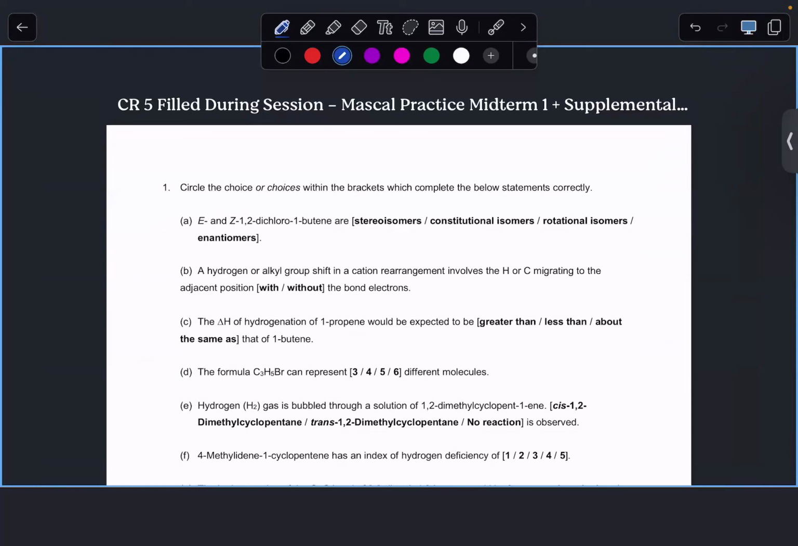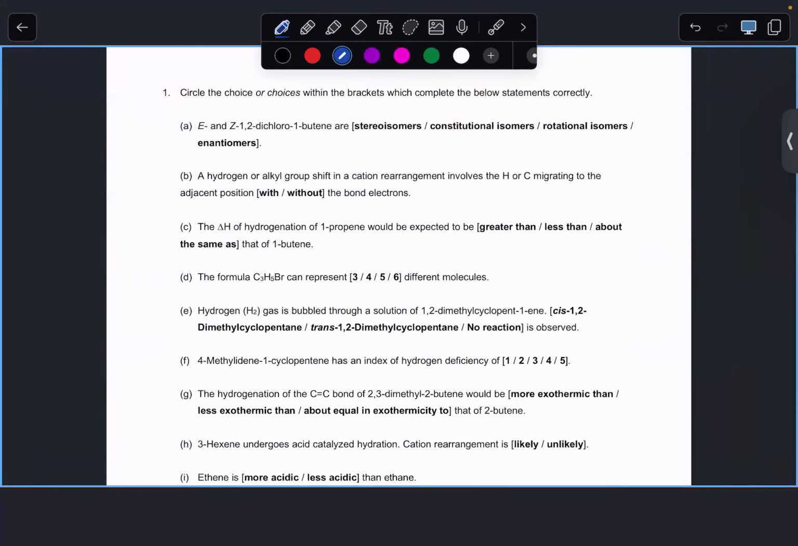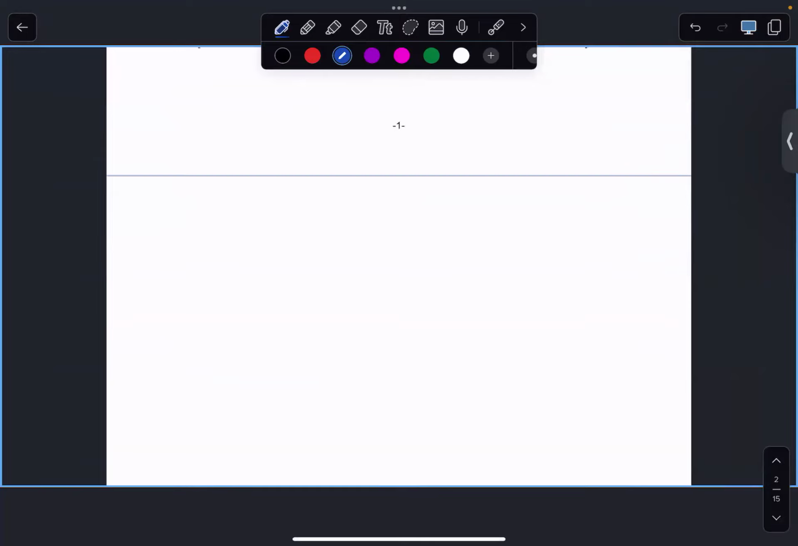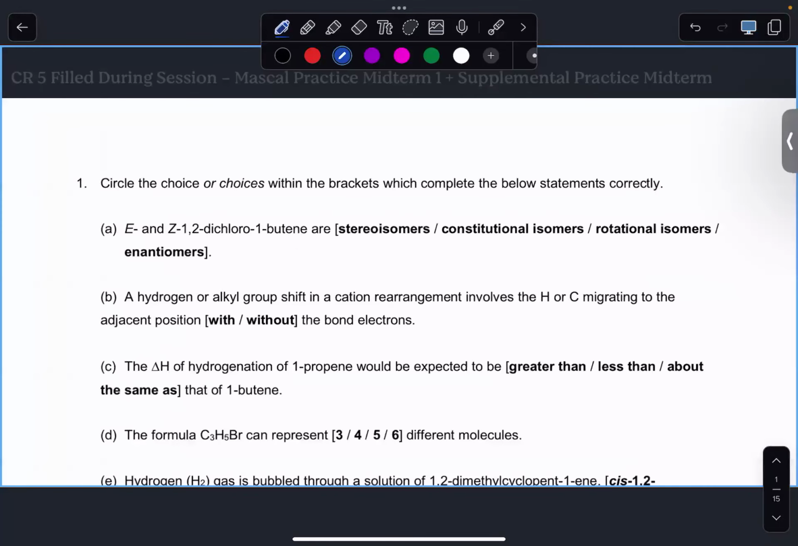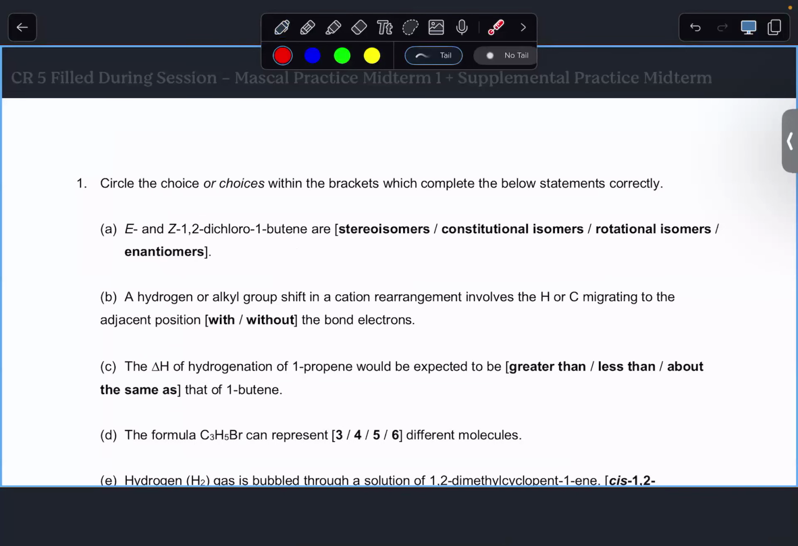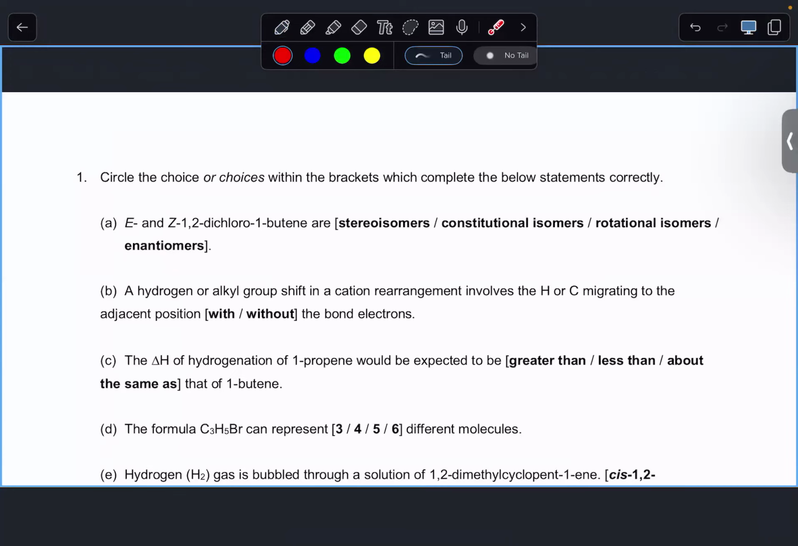Okay, so today we're going to go over Mascal's practice midterm 1, and we're also going to go over the practice midterm that I made as practice. Have you guys tried the practice midterm yet? Yeah, I see. That's good. So the plan here is just to go through this one by one.